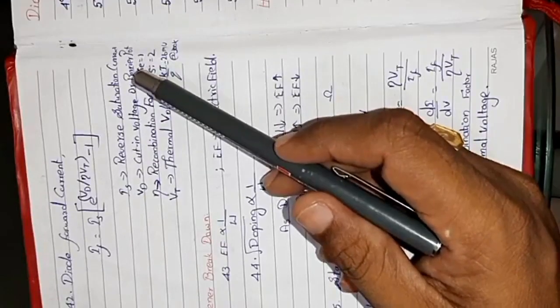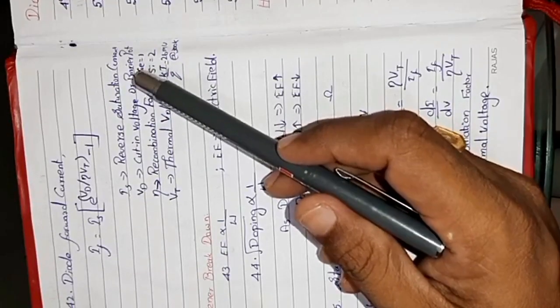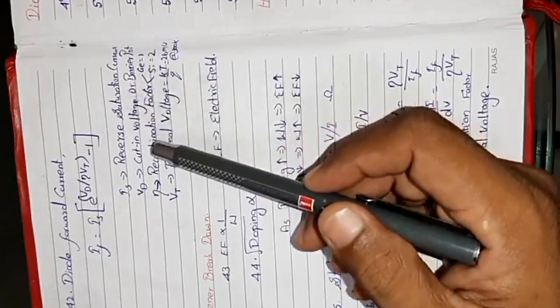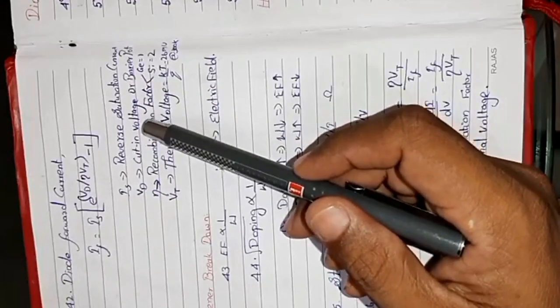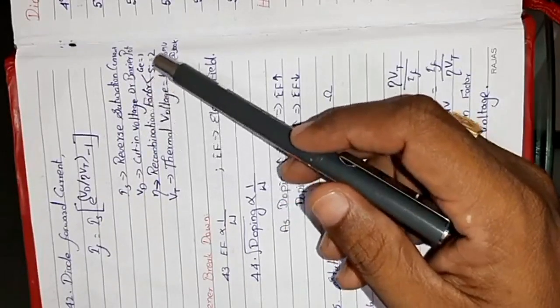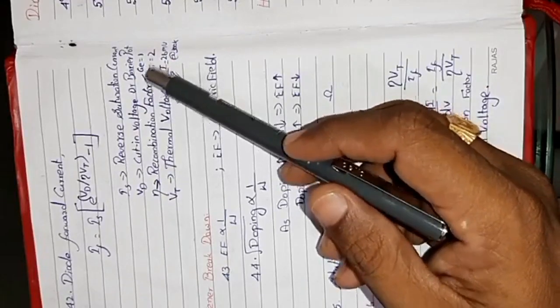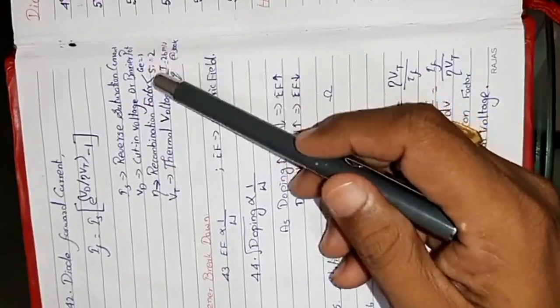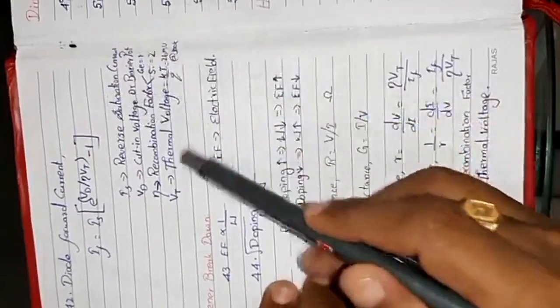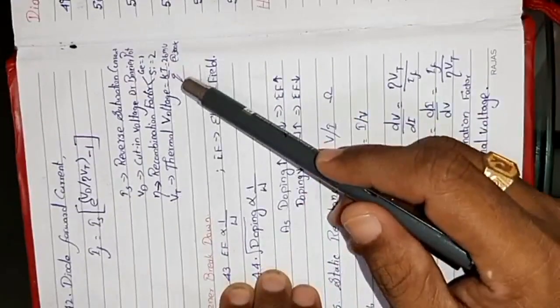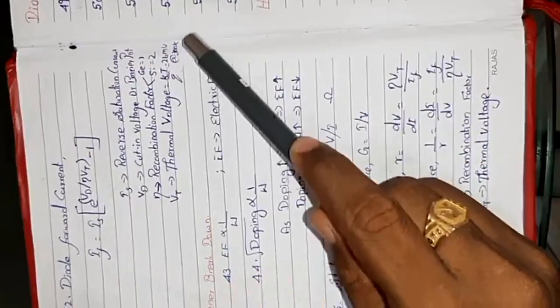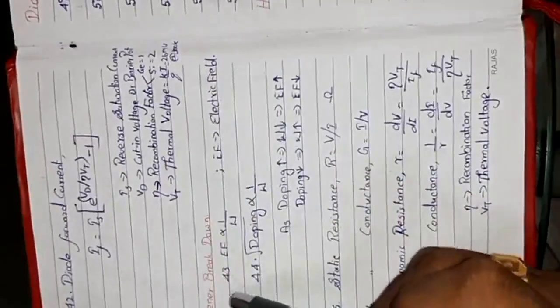Sometimes the value of the recombination factor may not be given in the question, but the semiconductor material used may be mentioned. In that condition, if the value of the recombination factor is not mentioned, you can consider the value as 1 for germanium and 2 for silicon, and proceed with the problem. Vt is the thermal voltage, equal to kT by q, that is equal to 26 millivolt at 300 Kelvin. We have seen this already.